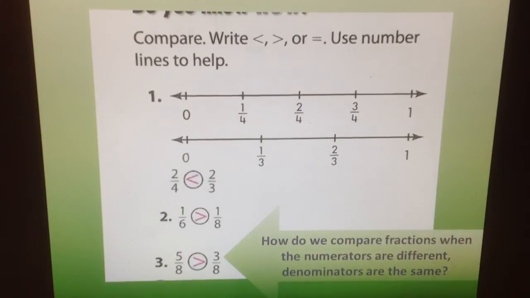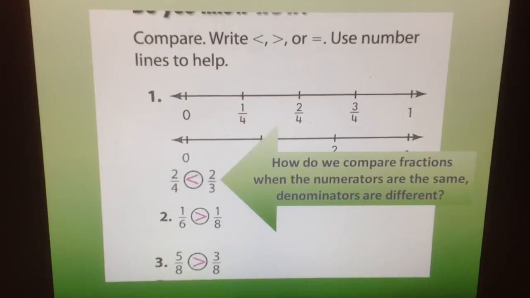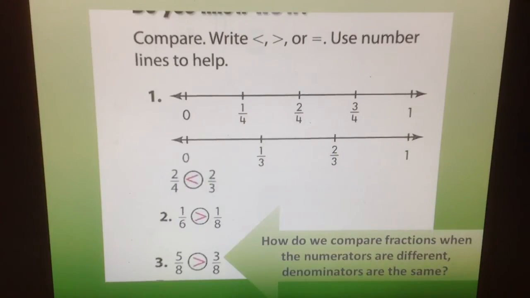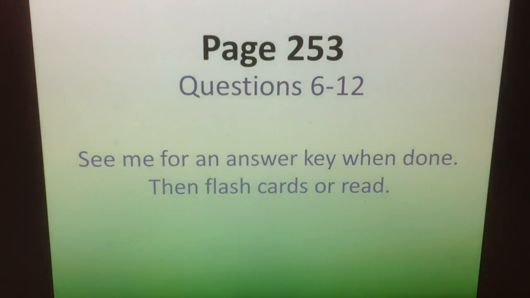So to review, how do we compare fractions when the numerators are the same and the denominators are different? That's when it's backwards and the smaller denominator is the larger fraction. Then when we have numerators that are different but denominators are the same, a little bit easier, just find the one with the bigger numerator. That was it for today.